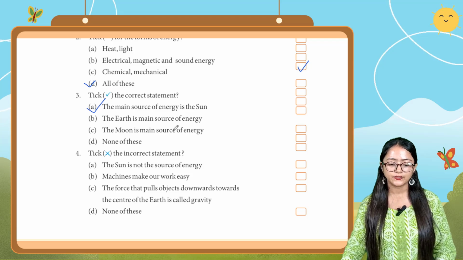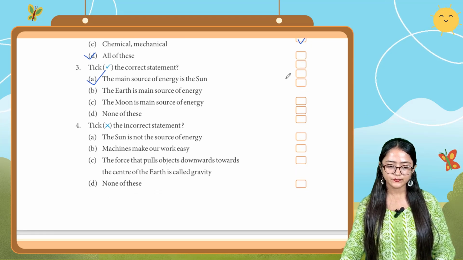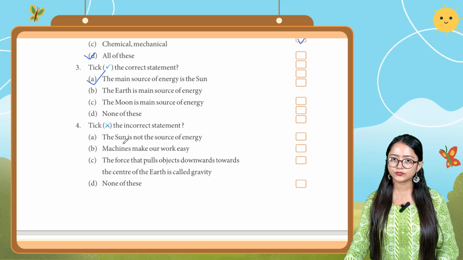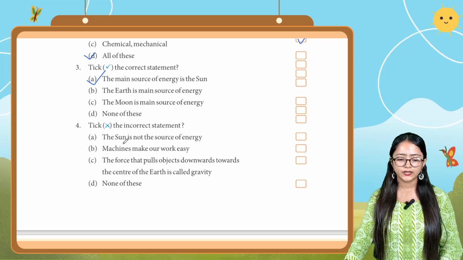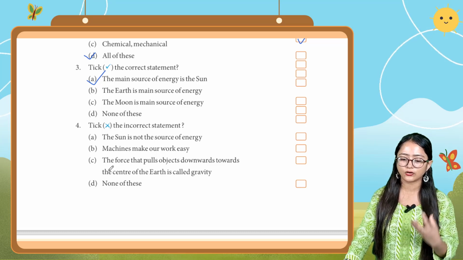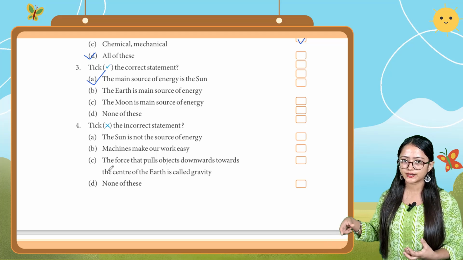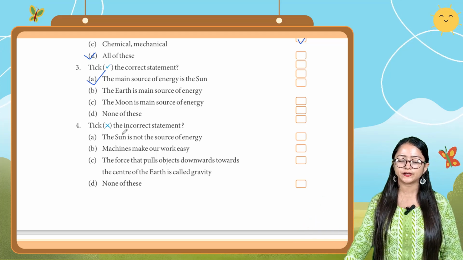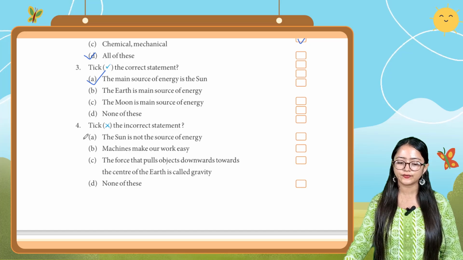Now we come to the fourth one. Tick the incorrect statement. Here, the sun is not the source of energy. It is wrong. Machines make our work easy. Yes, it is right. The force that pulls object downward towards the center of the earth is called gravity. Yes, this is also right. So that means this statement is wrong. The sun is not the source of energy.